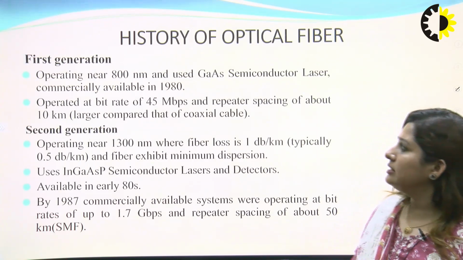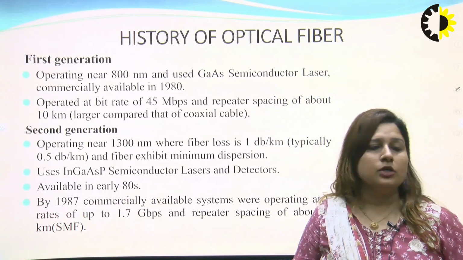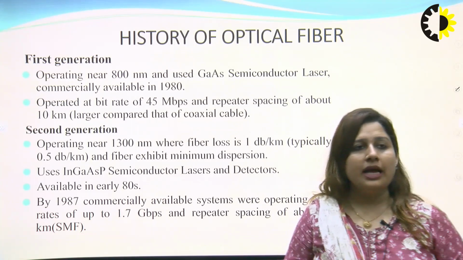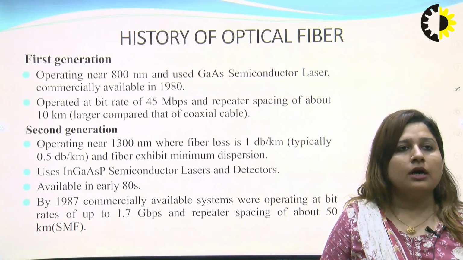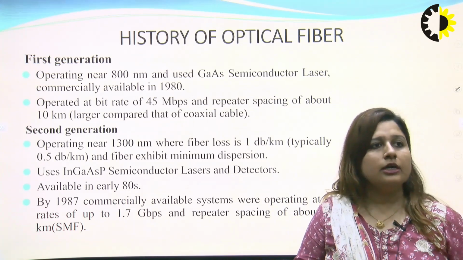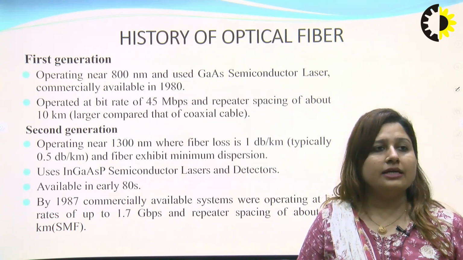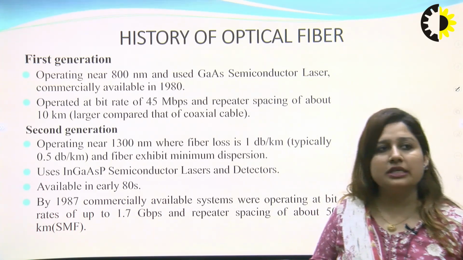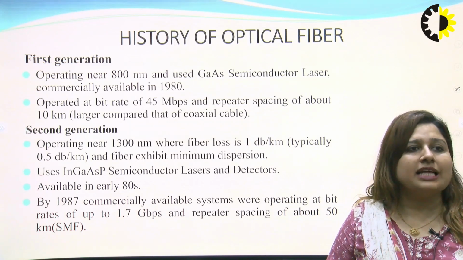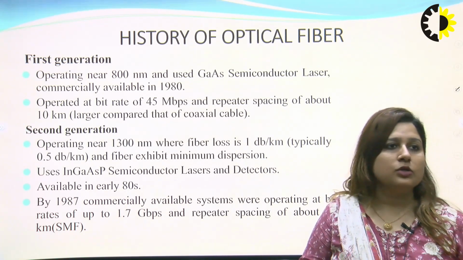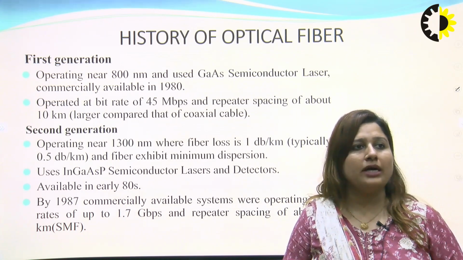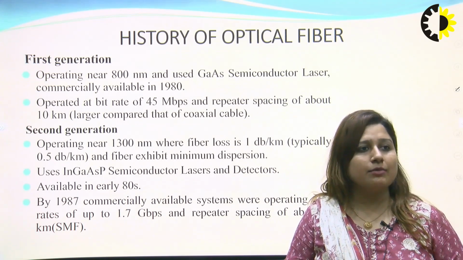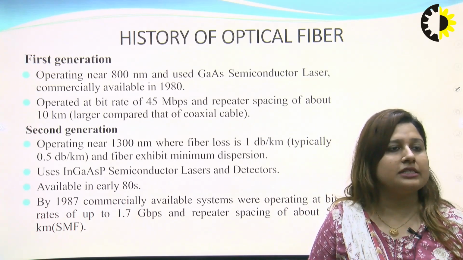If we see the history of optical fiber communication, the first generation operated near 800 nanometer, and these optical fibers used gallium arsenide semiconductor lasers, commercially available in the 1980s. It operated at 45 megabit per second, and the repeater spacing was around 10 kilometers, which is larger than that of coaxial cable. If you see how many repeaters are required in the first generation as compared to coaxial cable, it is far fewer, as you can see, it is 10 kilometers.